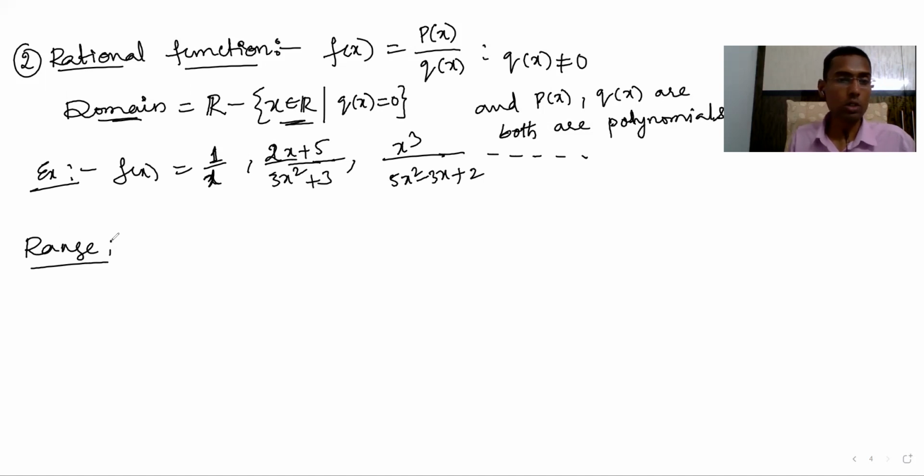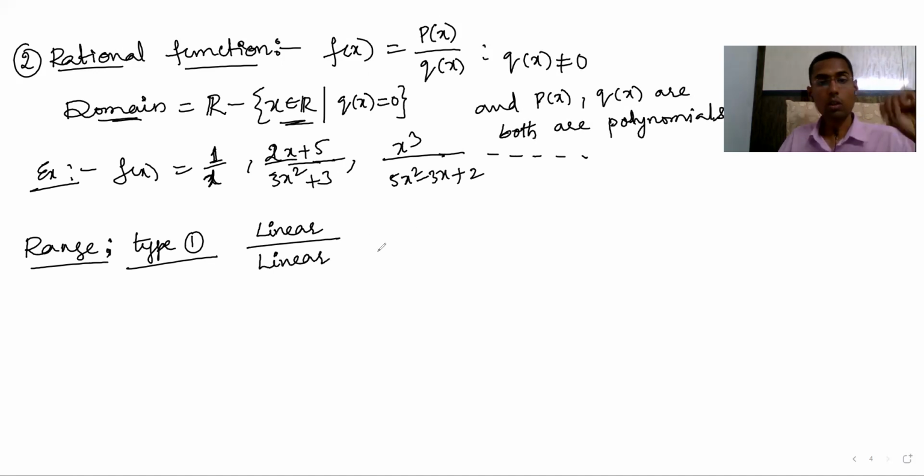Okay, range. Range of rational function. Range in this type 1. What is type 1? Like this, type 1 means what? Constant by rational function, no? Polynomial by polynomial. So in this, what we'll take, linear by linear we take first. Type 1 is linear by linear. Okay. So linear by linear, how do you find?